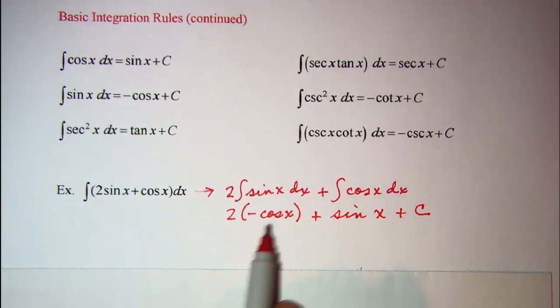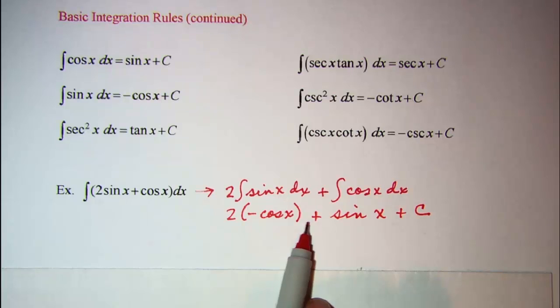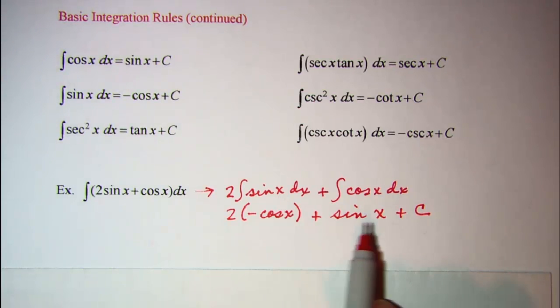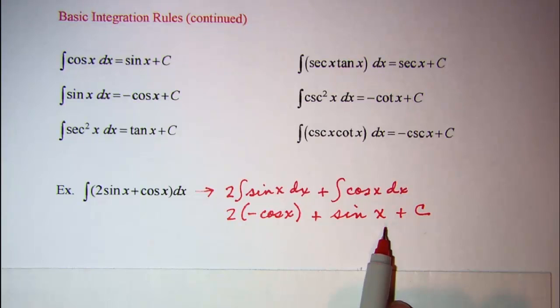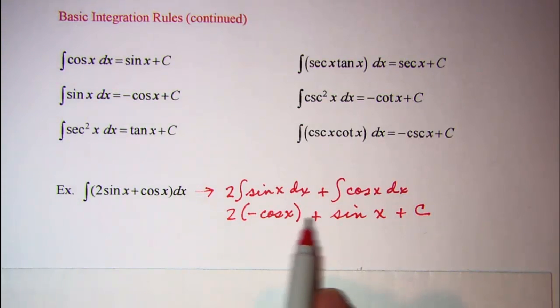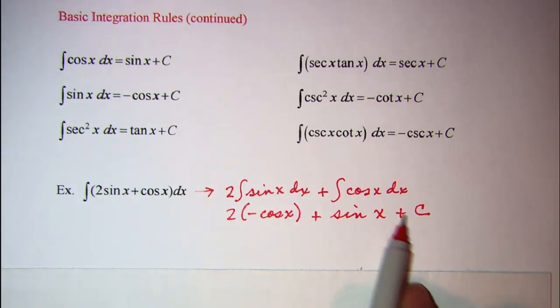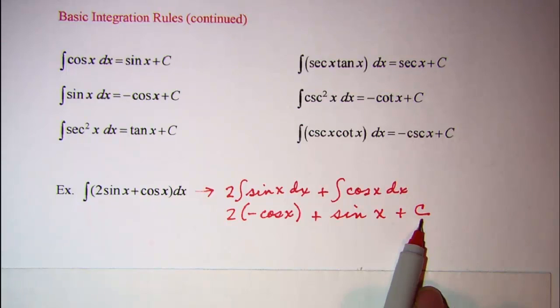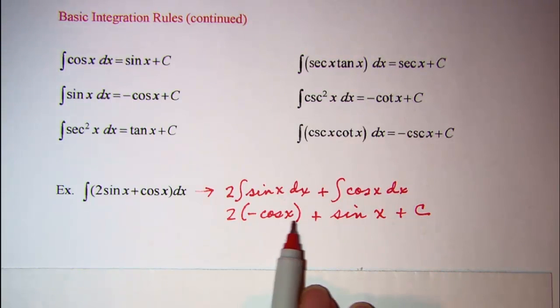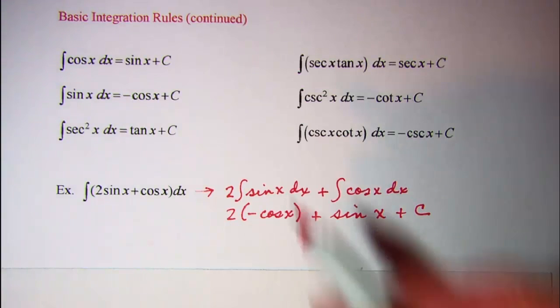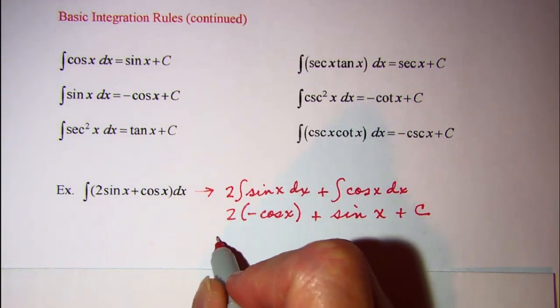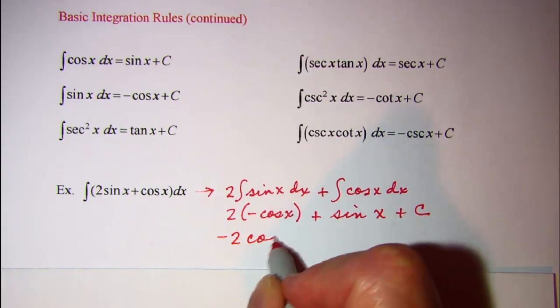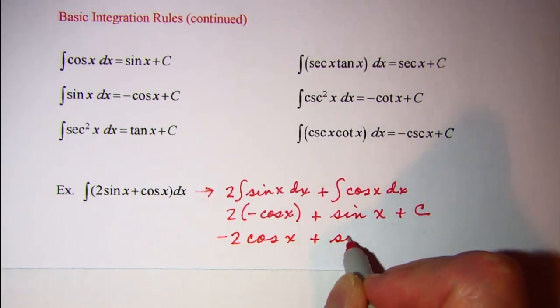Now you may be wondering, should I put plus a constant on this term and then also plus a constant on this one? But our two constants in the two separate terms can be combined to give me an arbitrary constant. So we don't need to write two separate c's on our problem. Our final simplifying of this is to bring this negative out in front. So we have negative 2 cosine x plus sine x plus constant.